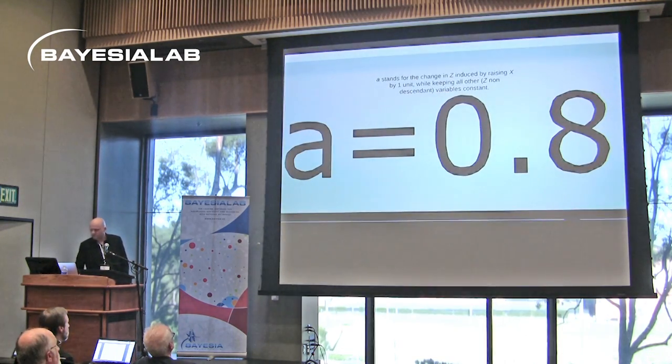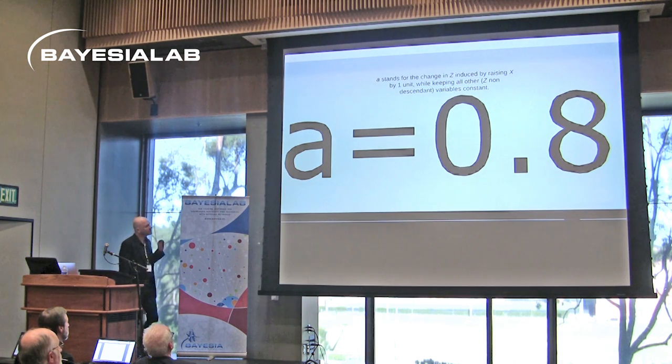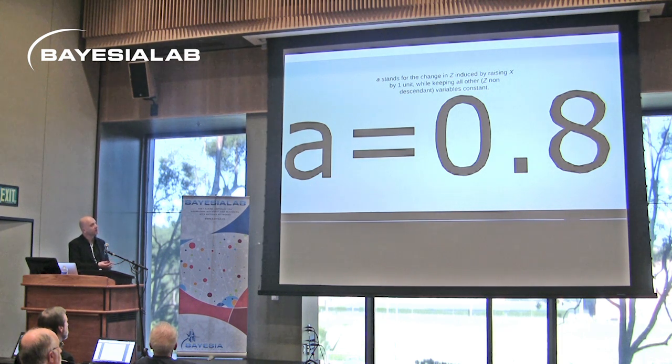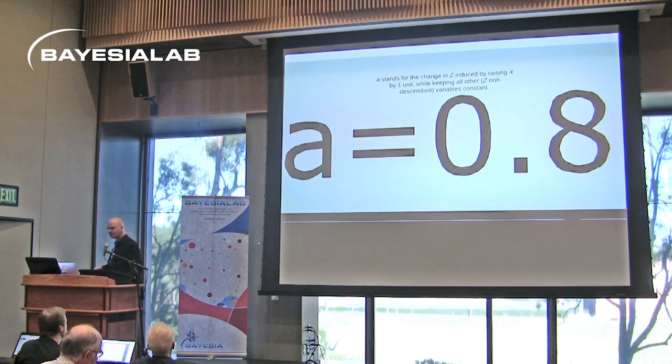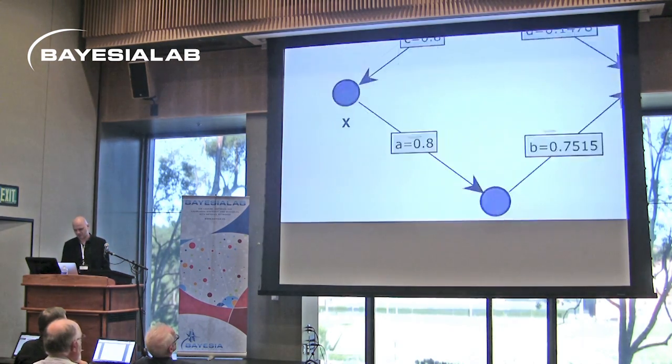When we focus on just one of these parameters, here A, A stands for what would happen to Z if we raise X by 1 unit while keeping all the other variables constant. Here we are really in a pure linear system, so all these variables are between 0 and 1. Everything is linear, so this is the meaning of this coefficient.